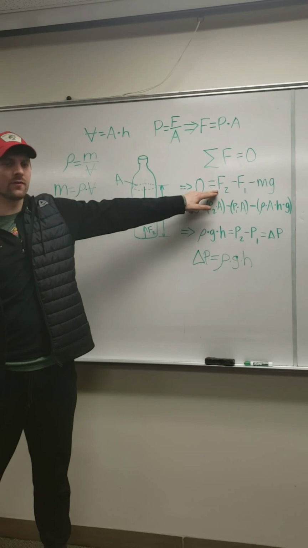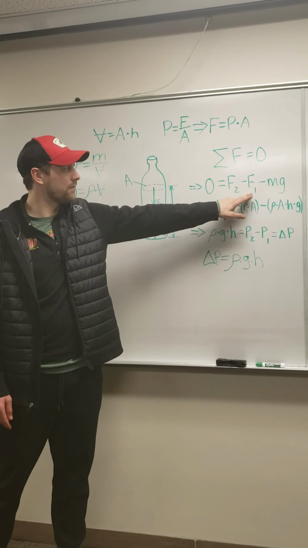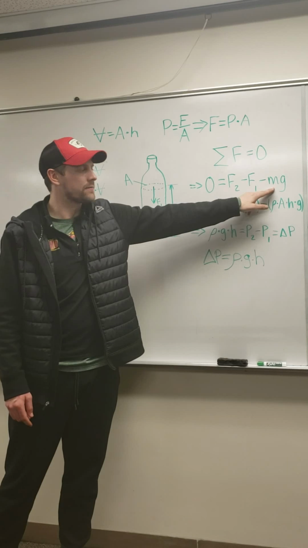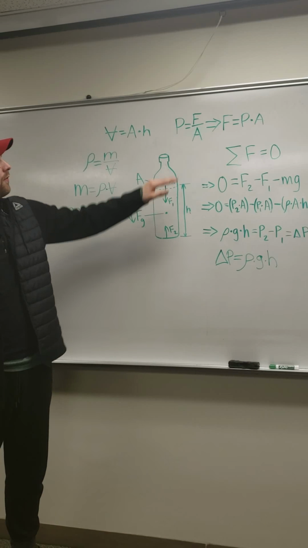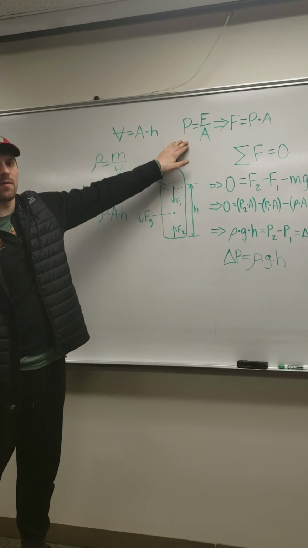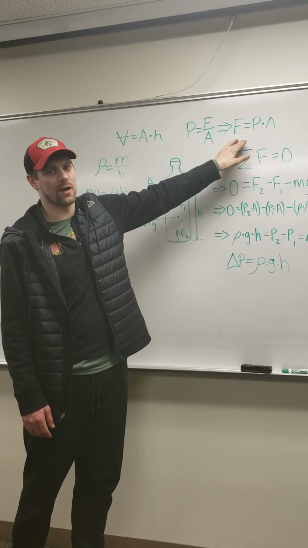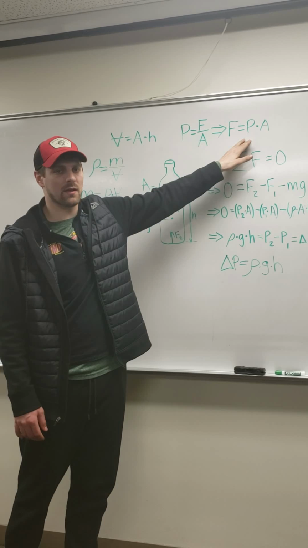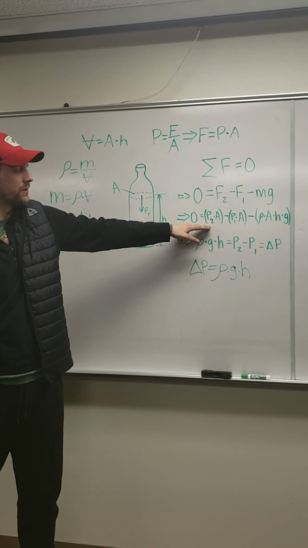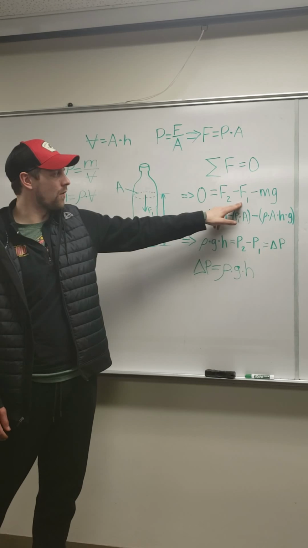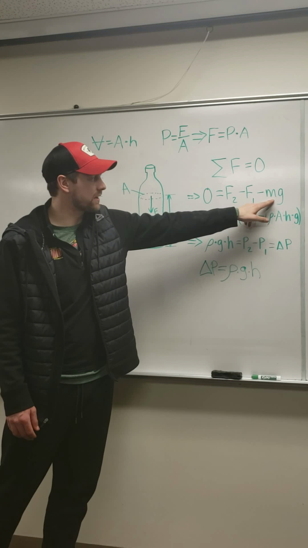We know that F2 was upward, making it positive. F1 was downward, making it negative. And F_g, which is mass times gravity, downward, making it negative. Now, we know before that pressure was equal to force divided by cross-sectional area, which can be rewritten as force is equal to pressure times the cross-sectional area. Now we can take this and plug it into our net force equation. So F2 will become P2 times area, and F1 will become P1 times area. And that leaves us left with mass times gravity.